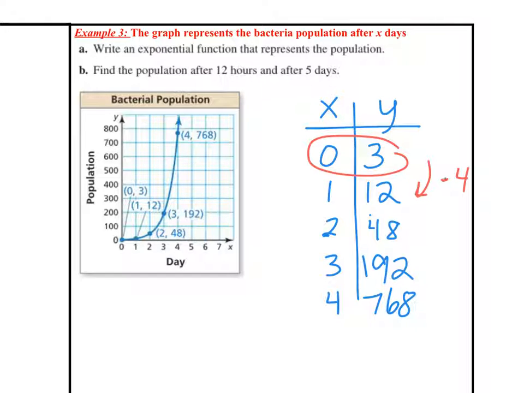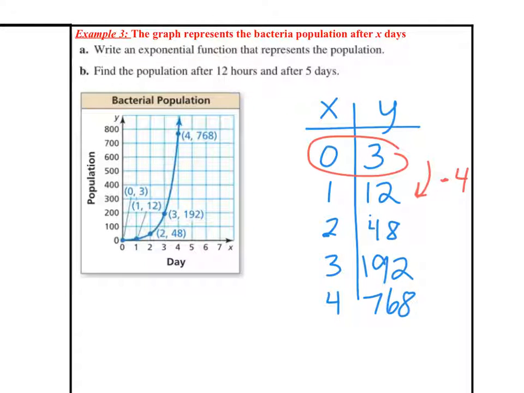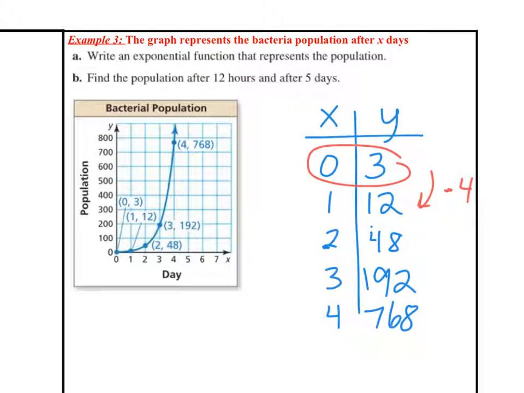So then when we write this, a times b to the x, a is where it starts, 4 is b, what it's multiplying by. So I'm going to write this by the question, y equals 3 times 4 to the x. Because it starts at 3, multiplies by 4.